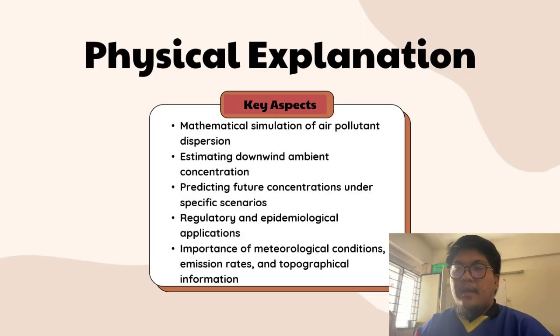Next is physical explanation. Here are the key aspects to explain the physical properties of ADM. First is mathematical simulation of air pollutant dispersion, estimating downwind ambient concentration, predicting future concentrations under specific scenarios, regulatory and epidemiological applications. Lastly, importance of meteorological conditions, emission rates and topographical information.